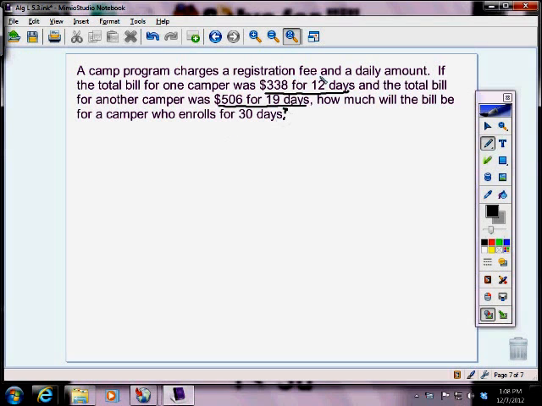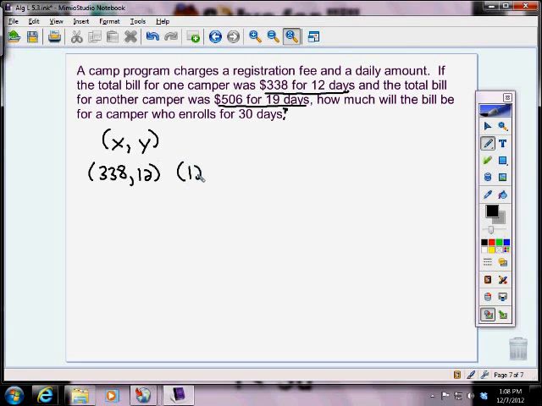Well, remember, this is a relationship right here, and we can write it as an ordered pair because an ordered pair is a relation. Is 338 and 12 related to each other? Yes, it is. Here's the kicker. We've got to decide, do we write the ordered pair like this, so 338 represents our x and 12 represents our y, or do we switch it around?